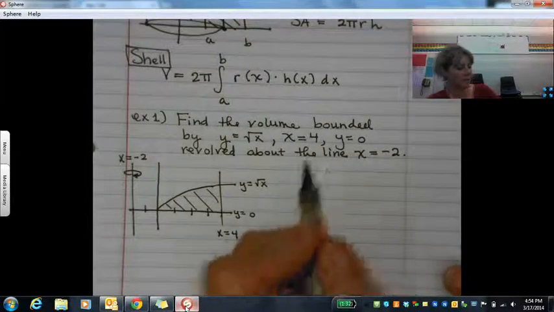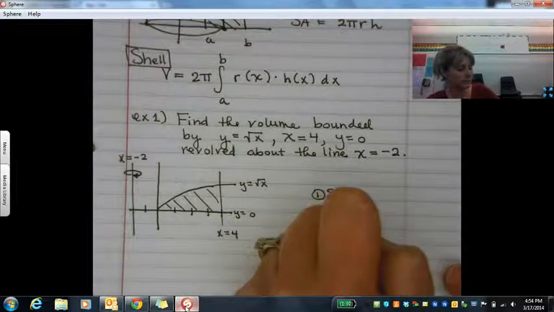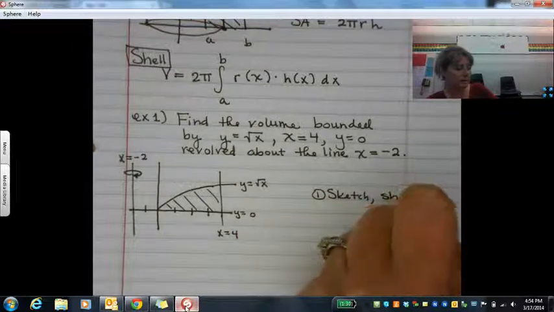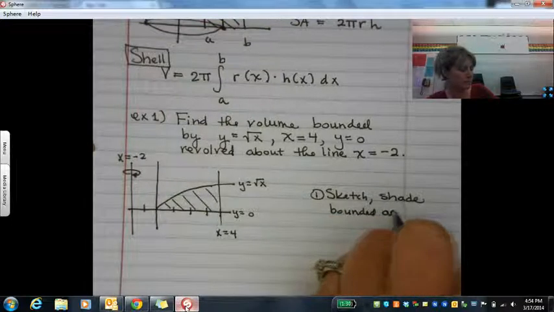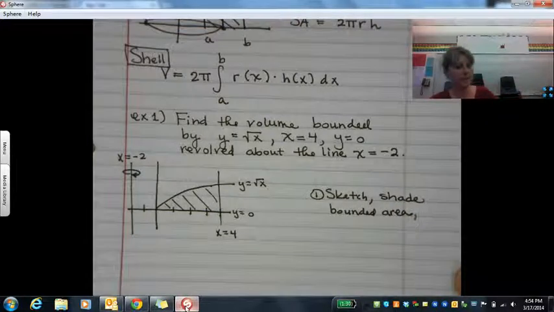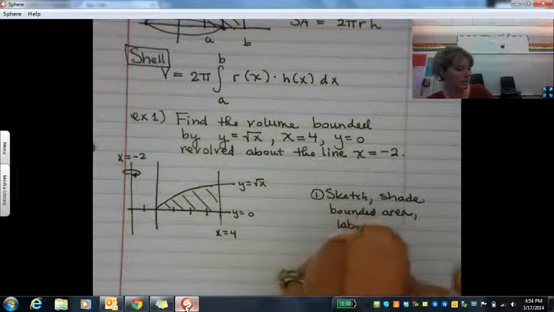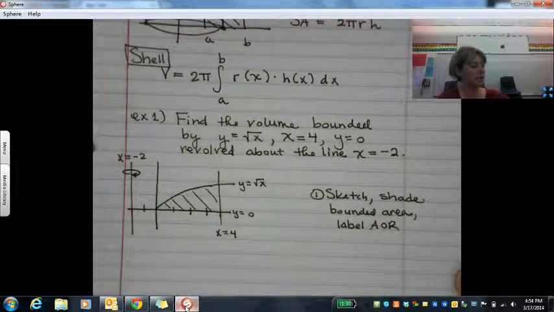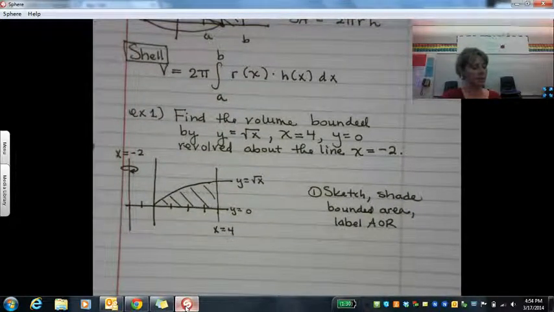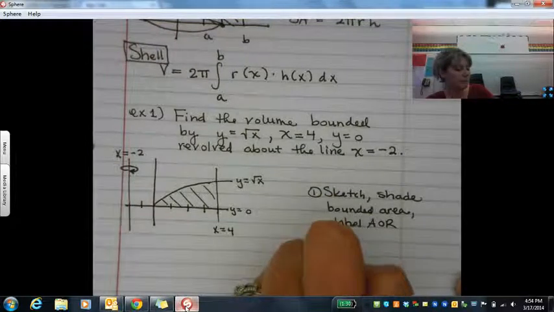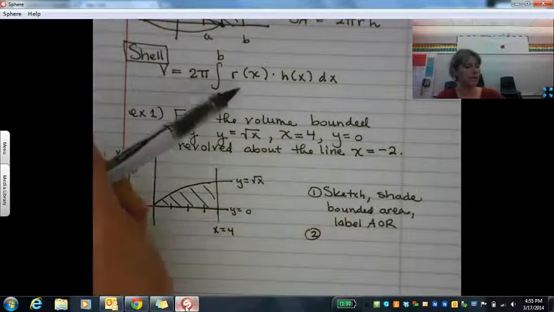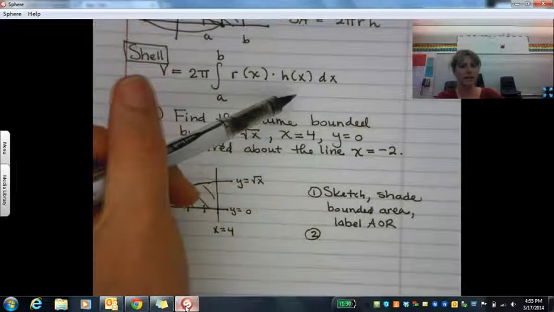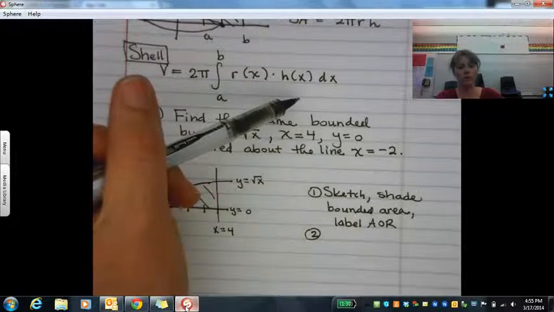So always our first step here is we're going to sketch, shade the bounded area, and then indicate our axis of revolution. So we're just going to label the AOR, and we can label it just by putting a spin on it. So that is our first step: sketch, shade the bounded area, label our AOR. And then for shell method, we're going to draw in our radius, but we also have to draw in our height. So we need both a radius and a height. And that is different than disc and washer, where all we ever drew was the radius.